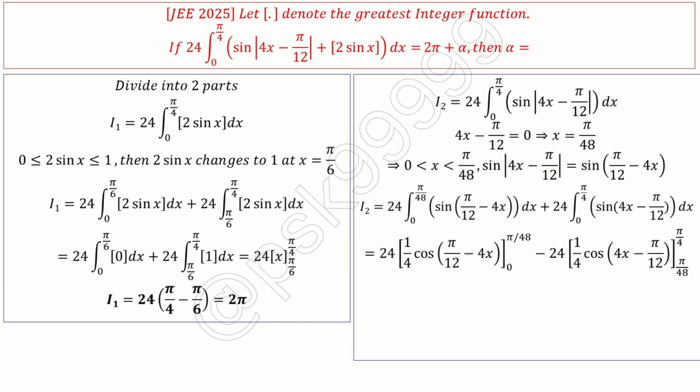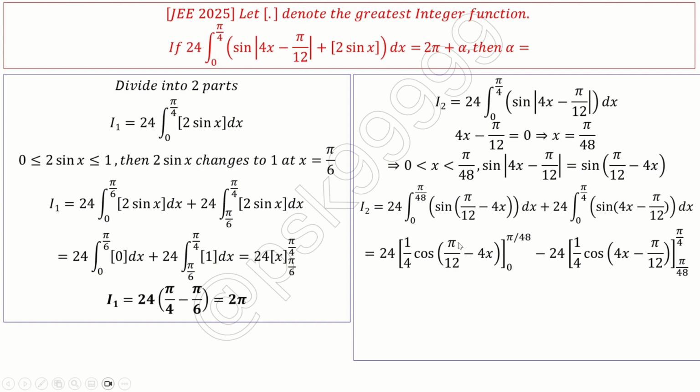Now, if I apply integration, I know sine integration is cos. So this is nothing but minus cos actually, right? Sine integration is minus cos of pi by 2 minus 4x, okay, divided by minus 4. So minus minus gets cancelled.